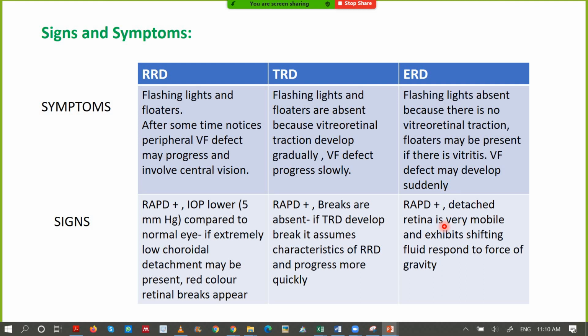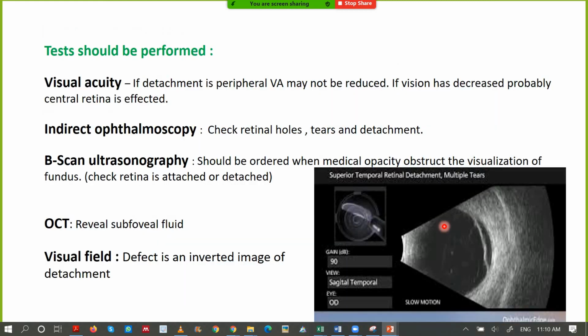When you press on the eye, you might have some findings which are not familiar with RRD or tractional RD. Okay, so what are all the tests you should do in case of a retinal detachment? You should check for visual acuity, because unless your central retina is perfect, you won't get 6/6. But again, these are the things you have to consider, at least to make sure that the central retina is not involved.